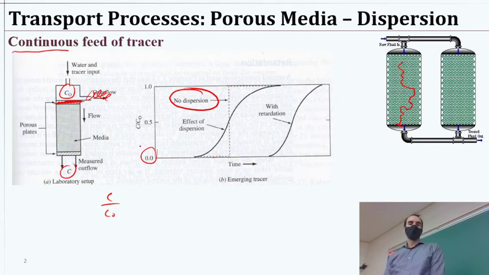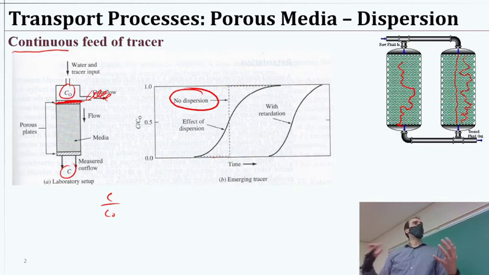In reality, we would have some dispersion. And dispersion would mean that some water is taking a more direct route, whereas some water, and the particles in that water, are taking more of a circuitous route, and finally reaching the end. And so that process, that dispersion, is going to cause some of the stuff to come out early, as we see here, and some of it is coming out later.